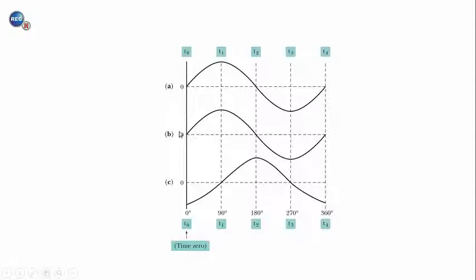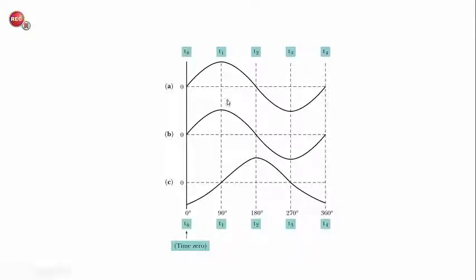And A and B are in phase because they are both at 0 at the same time. They both rise to their maximum value at the same time. They drop back down to 0 at the same time. They drop back down to their minimum value at the same time, and they rise back to 0 at the same time. So A and B are two sine waves that we say are in phase.